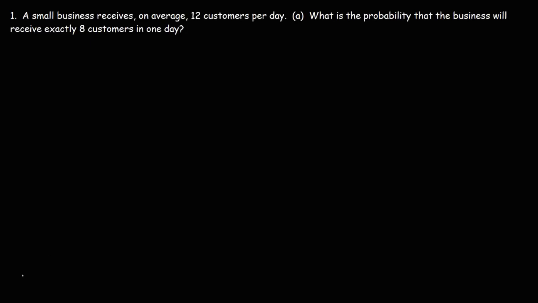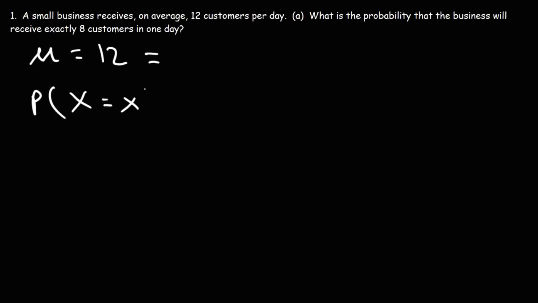So the first thing you want to keep in mind is that the time interval is the same. It doesn't change. So thus the mean is 12 customers per day, or the average. Now some textbooks will use lambda for the mean. I'm going to use this symbol here. Now to calculate the probability, we're going to use this formula.